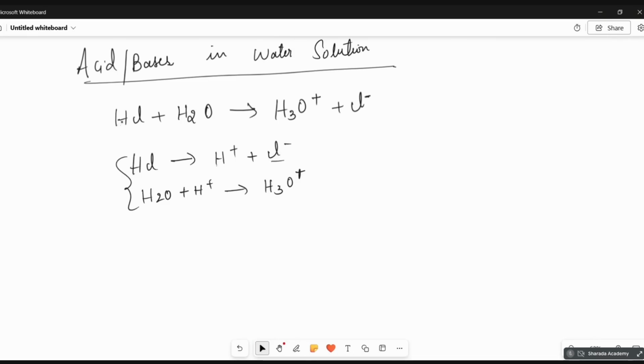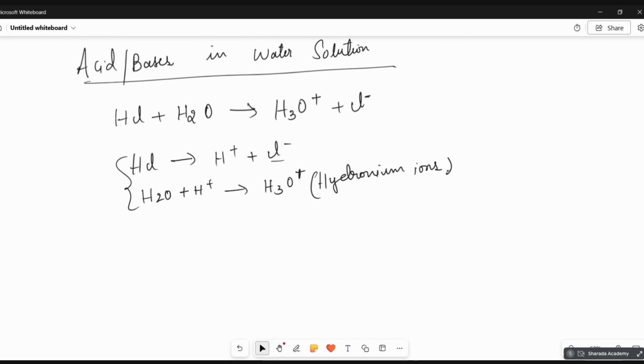So if you combine these two, you will get the first equation. Hydrochloric acid dissociates into H plus and Cl minus ions. This H plus ion combines with the water to form H3O plus ions. So they are called hydronium ions.